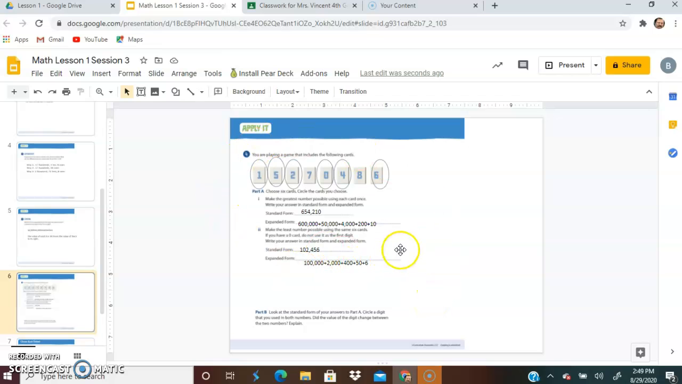Remember on number 4, yours may look a little bit different because you may have chosen different numbers, but the pattern stays the same. Did you go least to greatest? Did you stretch out each place value? That's how you're going to check to see if you were right.